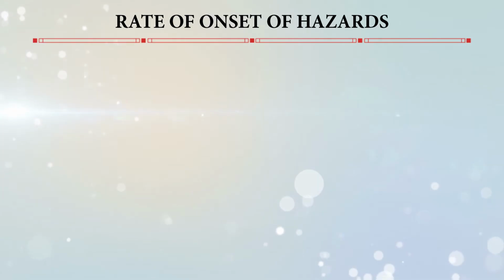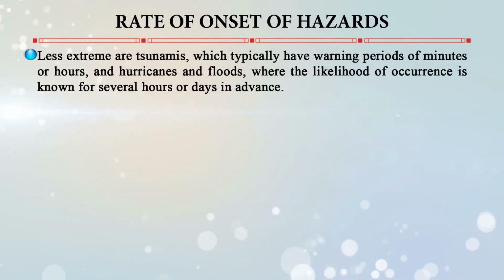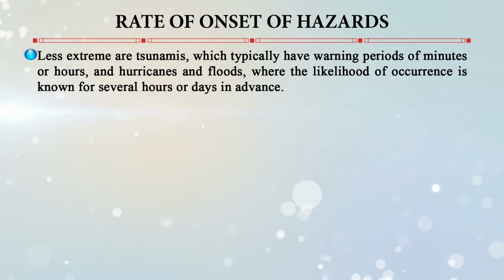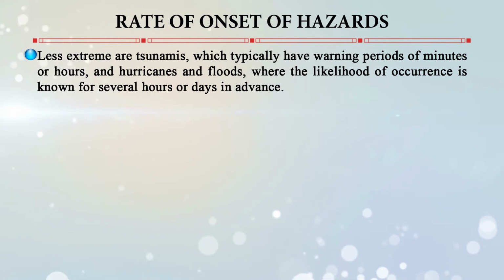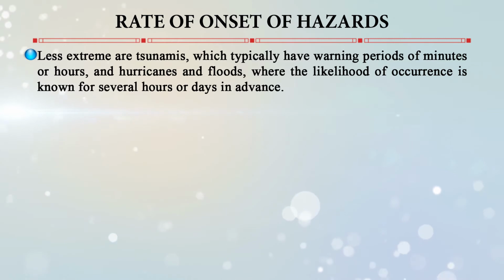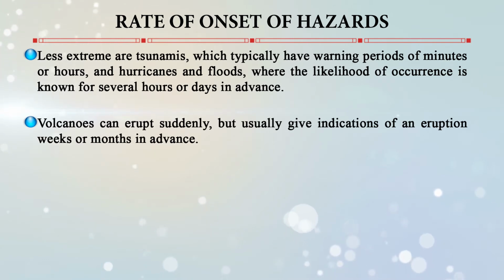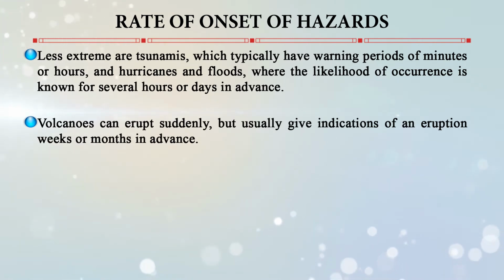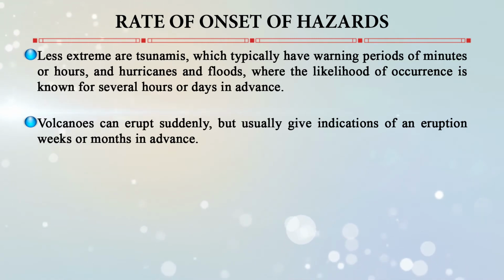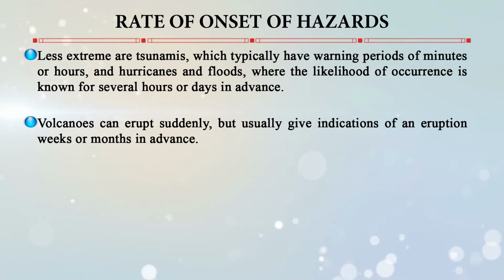Now the speed of onset of a hazard is an important variable since it conditions the warning time. It can give you the warning time and signals to be prepared. At one extreme, earthquakes, landslides and flash floods give you literally no warning, and on the other hand, tsunamis typically can give you warning periods of minutes or hours. Hurricanes and floods also, where the likelihood of occurrence is known several hours or even days in advance. Volcanoes can also erupt suddenly, but usually they give indications of an eruption weeks or months in advance. So these are the differences between rapid and slow onset hazards.